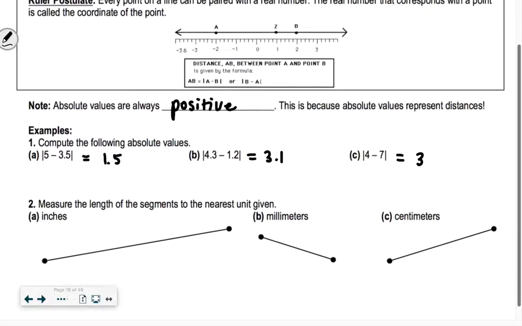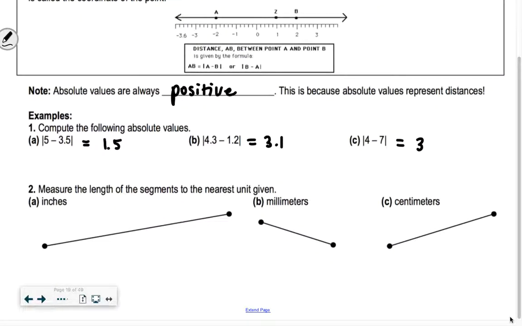It says measure the length of the segments to the nearest unit given. So it's saying measure this in inches. That's a little tricky. I didn't make it nice. I didn't try to make it exactly 2 inches, so we have to use fractions. So use your ruler and put it up against your notes, and we shall see what it is. I got 3 inches exactly. 3 inches exactly? Ooh, yeah.